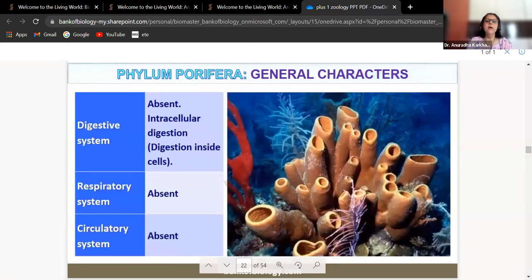Then see, digestive system, absent. So how do they perform digestion there? Digestion is going to be performed intracellularly. That is digestion inside the cell.